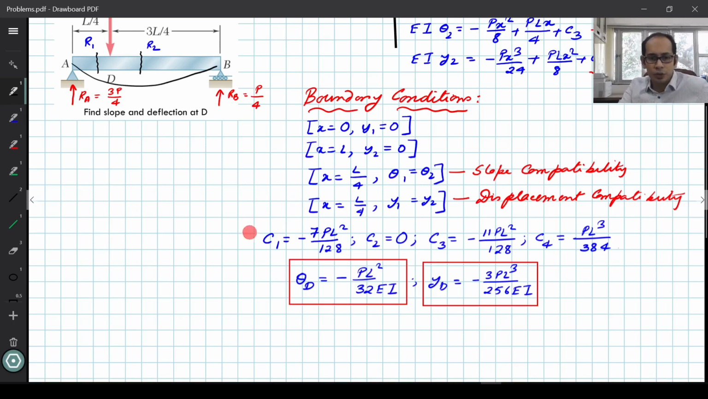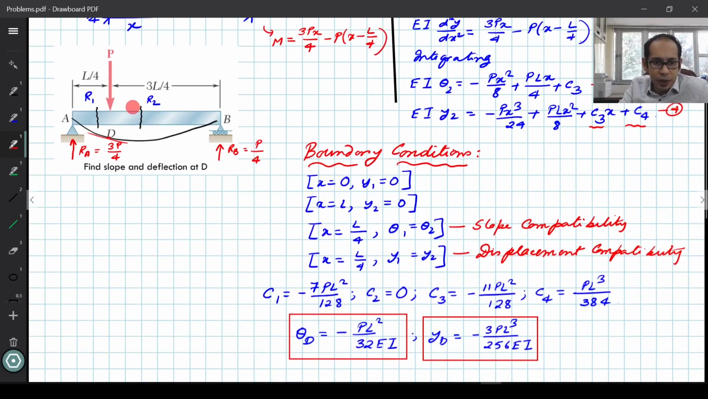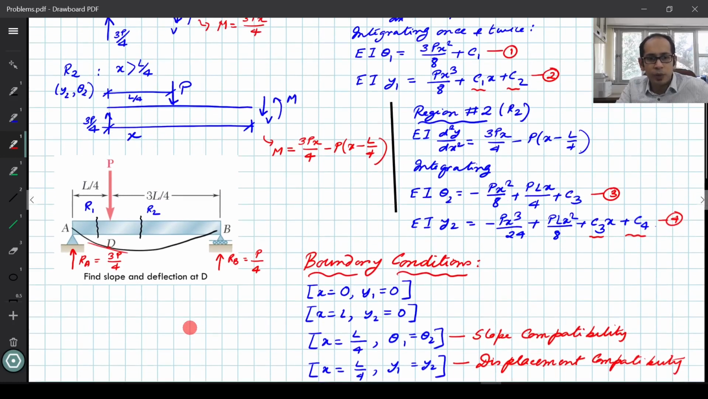Now one thing to note, you see that this theta d has a finite value, which is the value of the slope at this particular point D. It's a negative slope, as you can see. And also yd is negative, that means this point D is actually going down. Now, is it possible for us to tell whether the point D is the maximum deflection? It's not. If it was the maximum deflection, then the slope at that particular point must be equal to 0. Here the slope is not equal to 0, so D is not the point of maximum deflection. I hope this problem overall was clear to you.